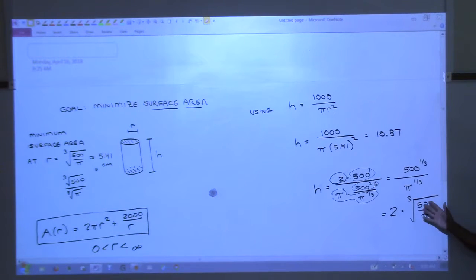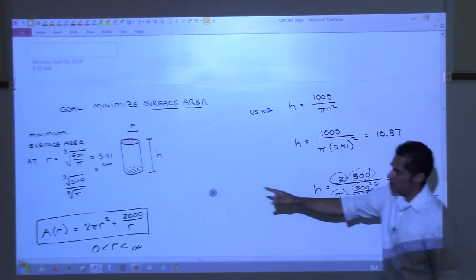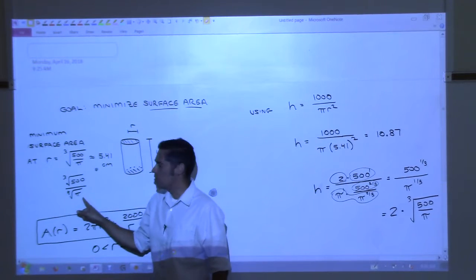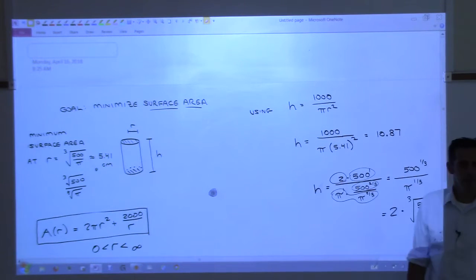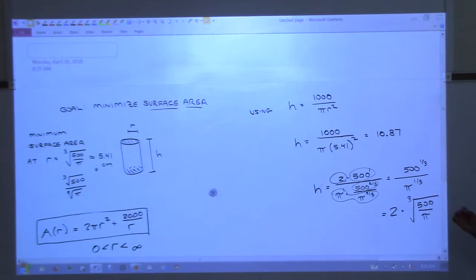I'm just messing with algebra here. So if you follow this, hopefully you do. But yes? Okay, isn't this twice the answer? Isn't that twice the radius? See, the radius is this, right? Isn't the height just twice that? That's what this is saying to us.